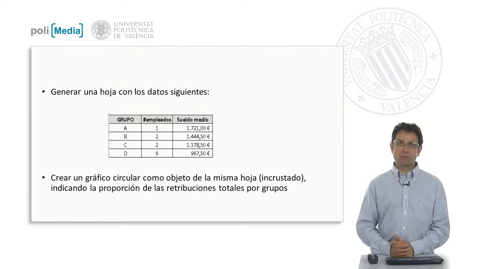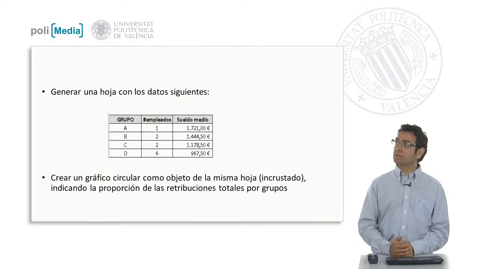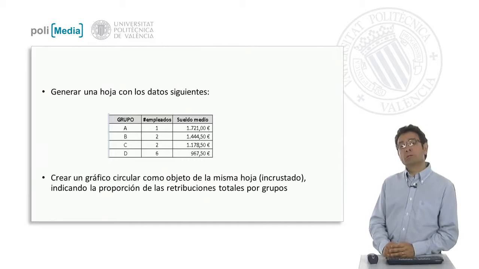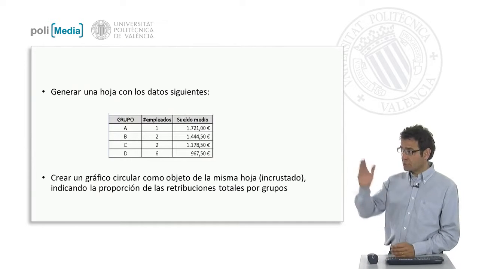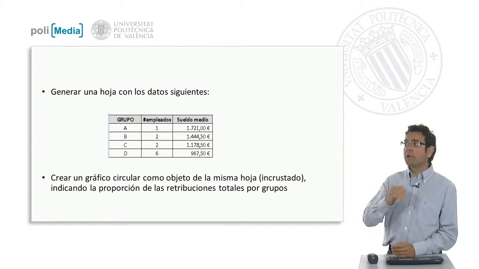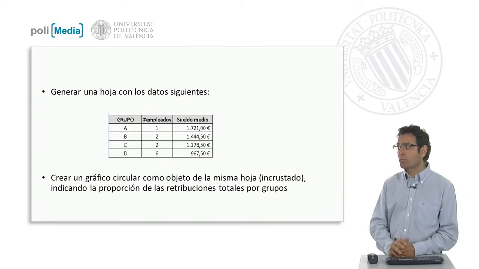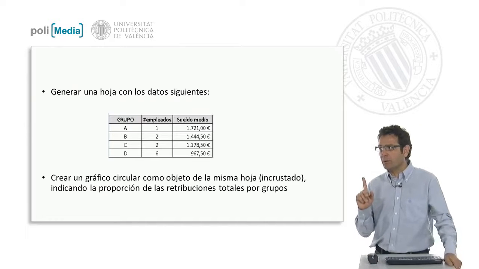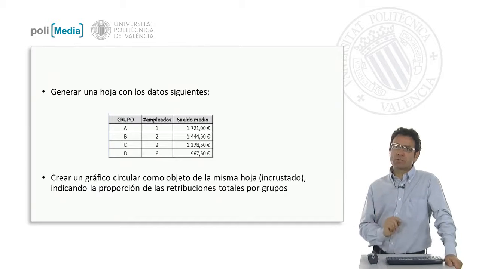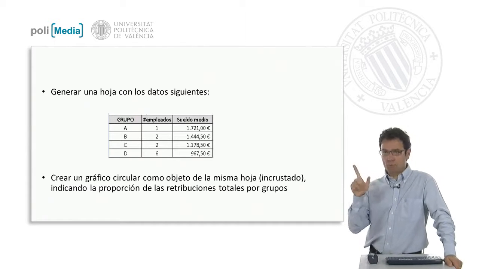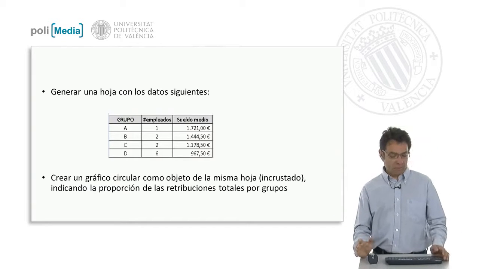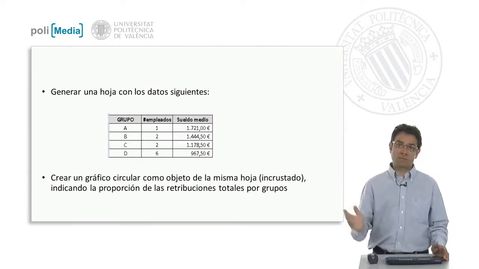Next, they tell us to generate a spreadsheet with the following data: different groups of employees and different numbers of employees, according to the average salary, to create a pie chart as an object of the same spreadsheet. That is, an embedded pie chart indicating the proportion of total salaries by groups.